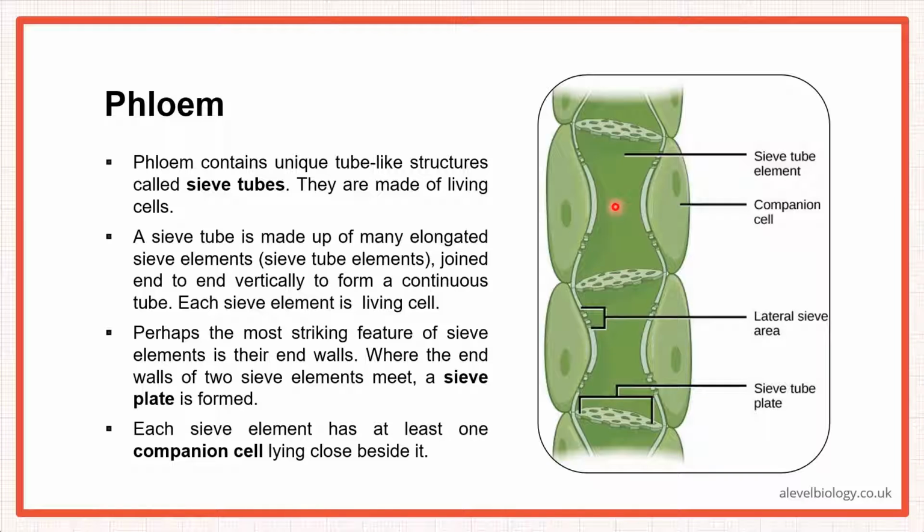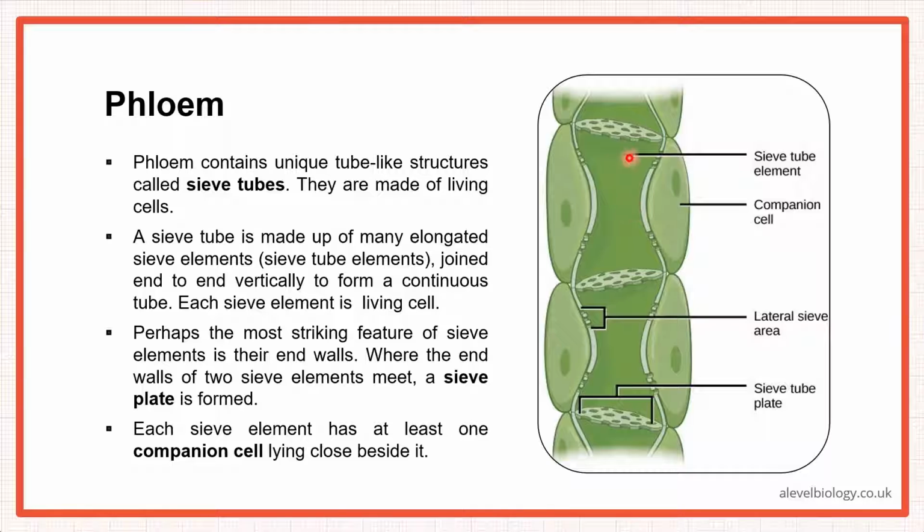And then you can see one sieve tube. If you look, this is made up of many elongated cells. So you can see this is one cell here, this is another cell here, and these elongated cells are what we call a sieve tube element. Okay, so a sieve tube is made up of many sieve tube elements which are connected to each other vertically, right? So they make the continuous vertical column that you see here.